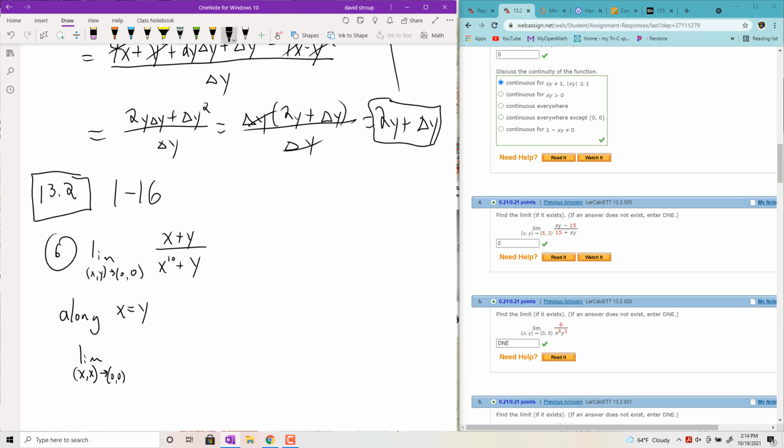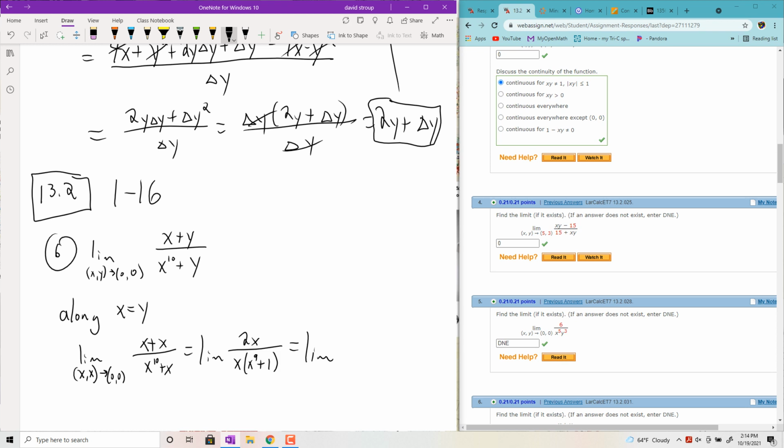I think in the videos I might have just dropped this down into one dimension with just an x going to 0, but I think technically you're supposed to write it this way. Anyways, I won't take out points if you do what I did in the video. I understand what you mean. Anyways, so I have x plus x in the numerator, and then x to the 10th plus x in the denominator. You want to clean that up. So I have 2x in the numerator. I can factor out an x from the denominator of x to the 9th plus 1.